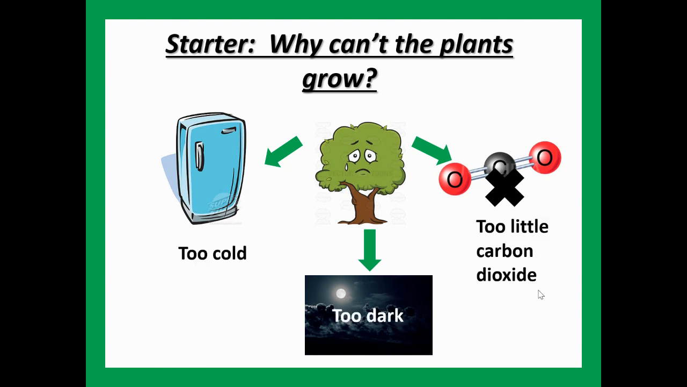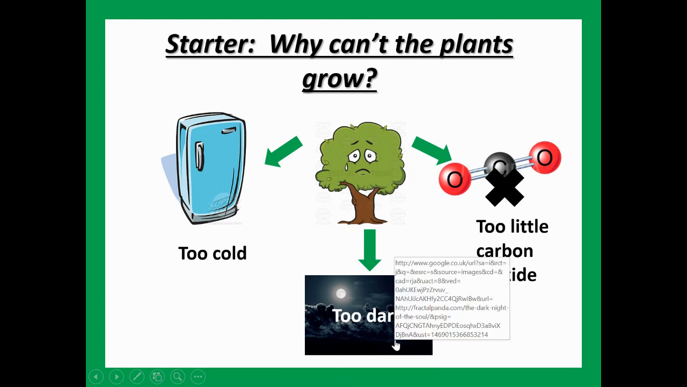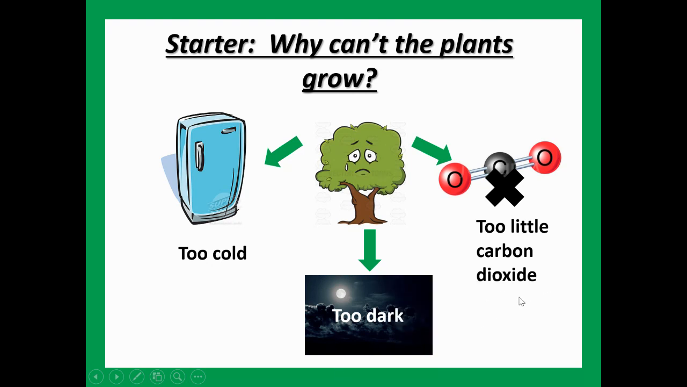Well, if a plant is too cold, if it is too dark, or there is too little carbon dioxide, then a plant can't grow. Fridge, too cold. Nighttime, too dark. Not enough CO2. This molecule, 1 carbon, 2 oxygens, that's CO2. Not enough of that would mean the rate of photosynthesis is limited, as temperature, light intensity, and concentration of carbon dioxide are all limiting factors. And this is what we looked at last lesson.